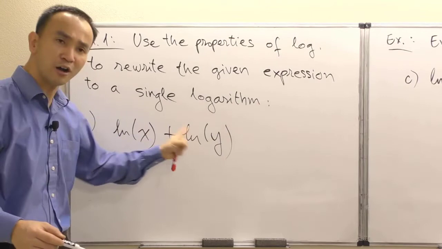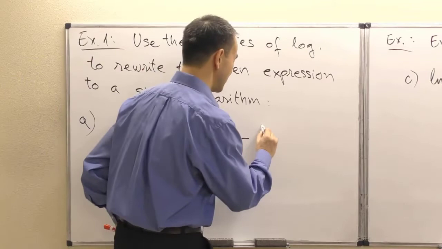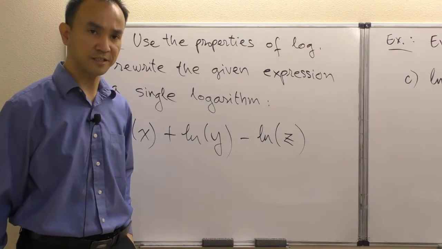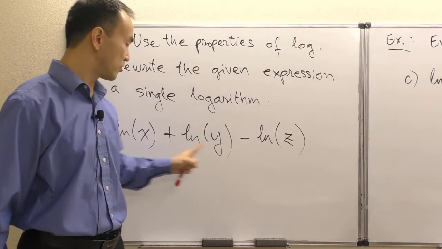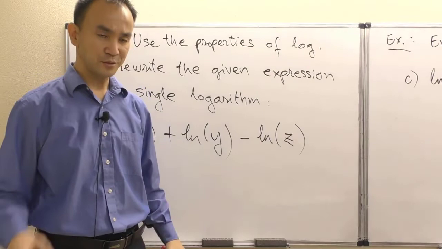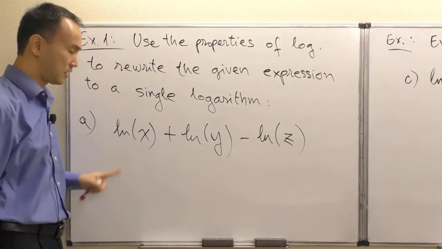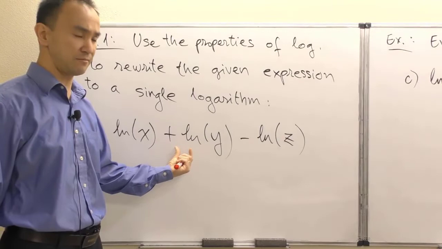There's an x in here and there's a y there. And then minus natural log of z. Now there's a third term. Same log, but not necessarily the same value in all three, though I'm not saying they all have to be different. The point is just three log terms of the same base, log base e. The first two terms are added as a sum, and from the second term to the third term is a difference.